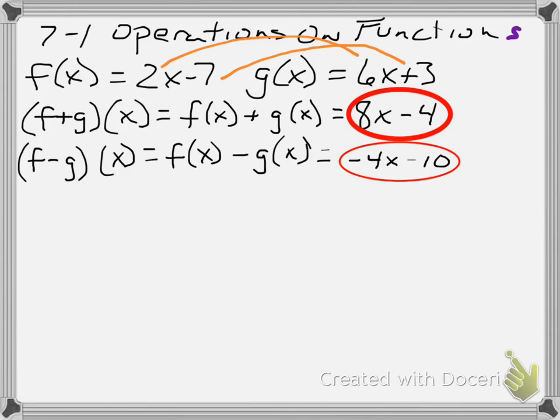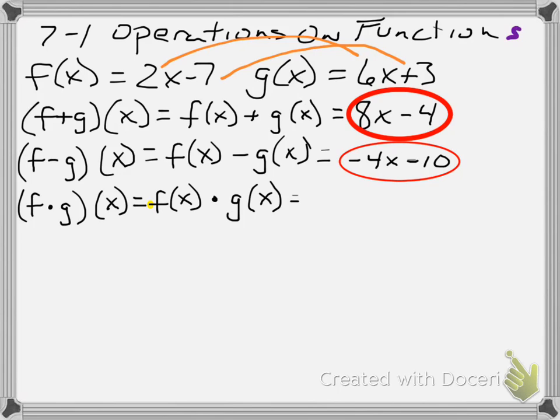Where are we going to go from here, you think? Multiplication. f times g of x means we are going to multiply the two functions together, which, as you know, as you had to do on your test yesterday, is a distributive problem. 2x minus 7 times 6x plus 3.